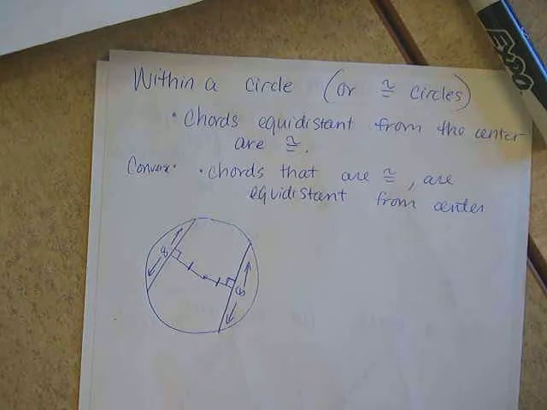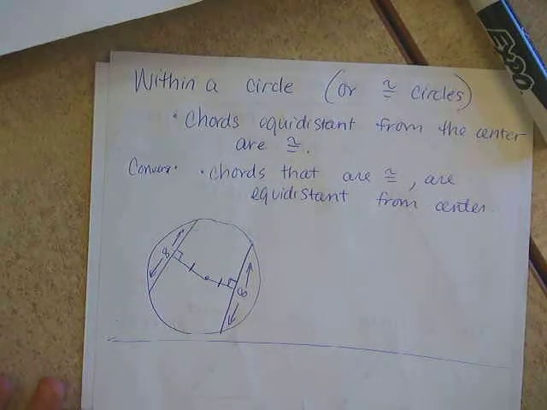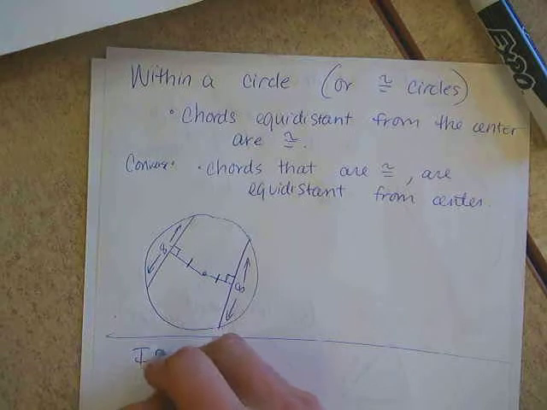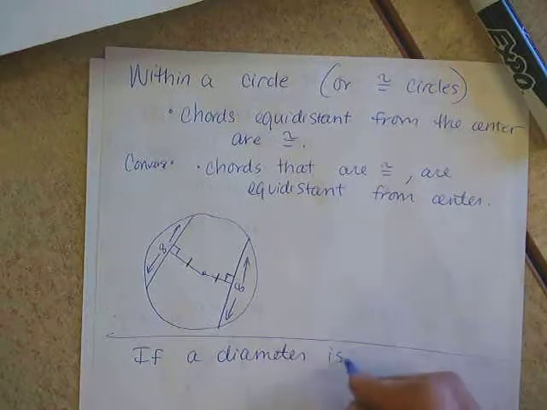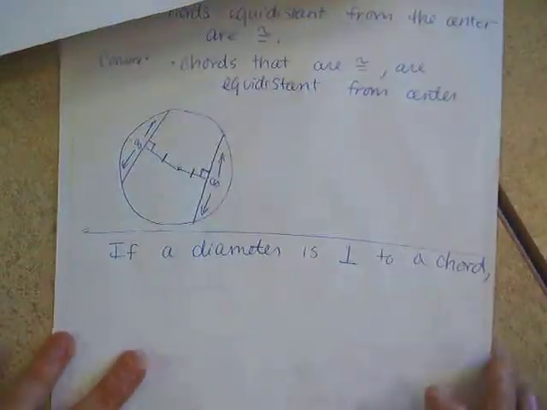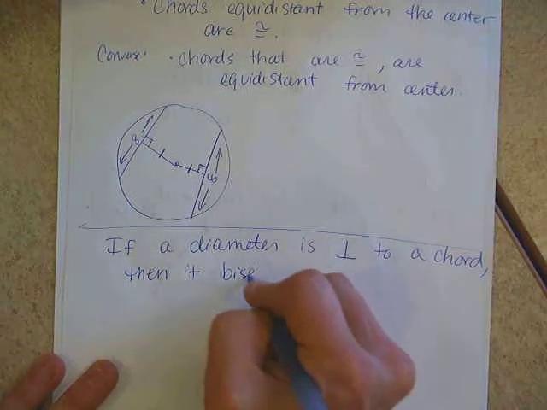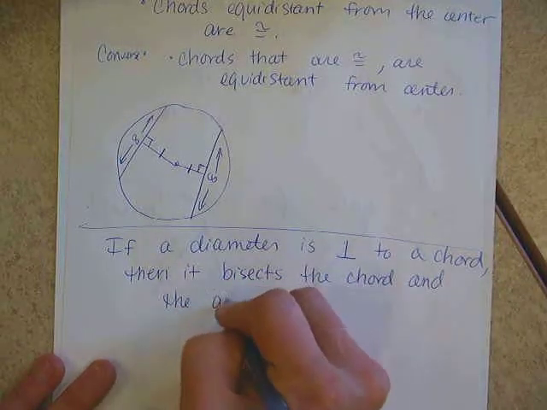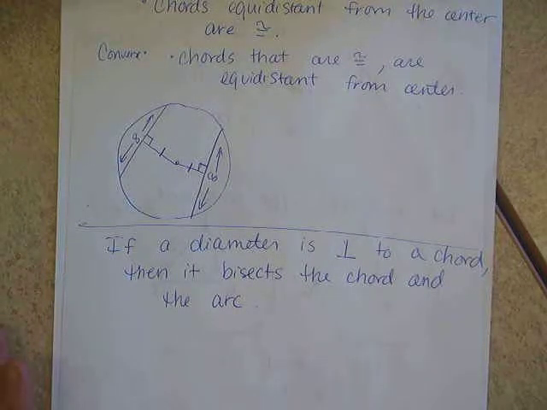These are very quick homework problems because for a lot of these types, you're not really doing much in the way of calculation. You might double something or take half of something. Okay. So we'll get to some examples of these in a moment. But there's one other theorem. If a diameter is perpendicular to a chord, then it bisects the chord and the arc.